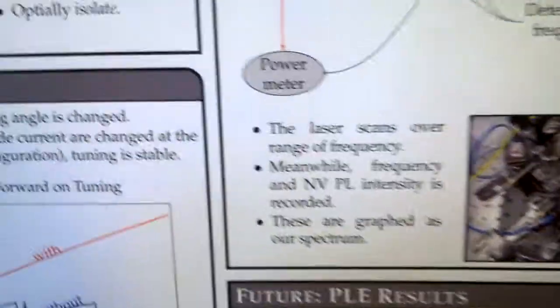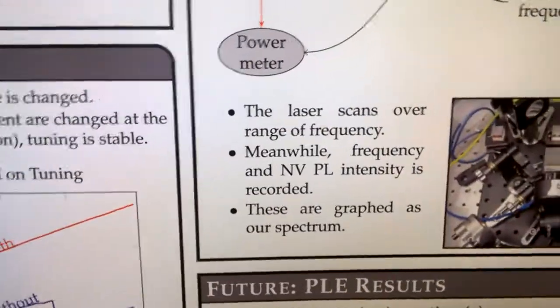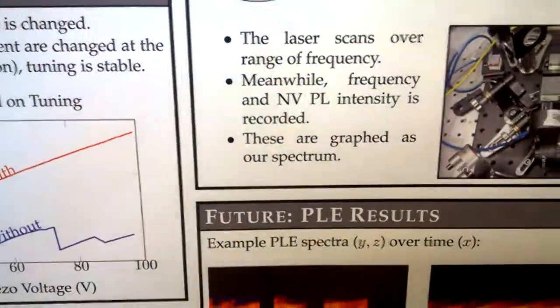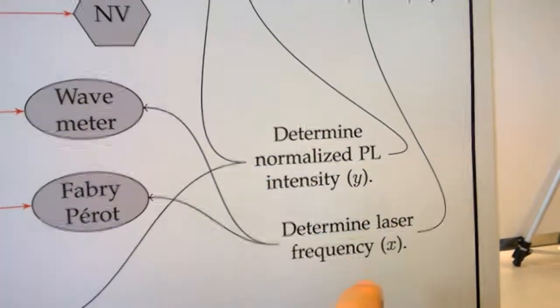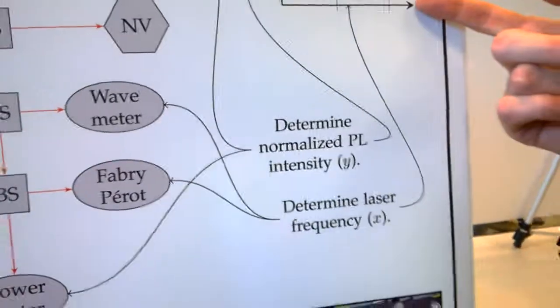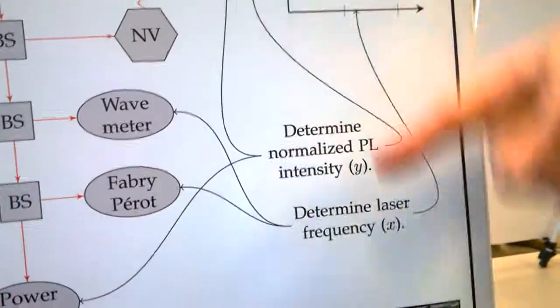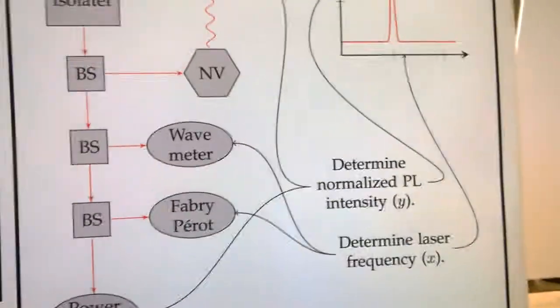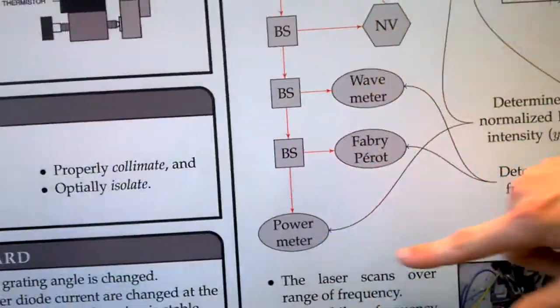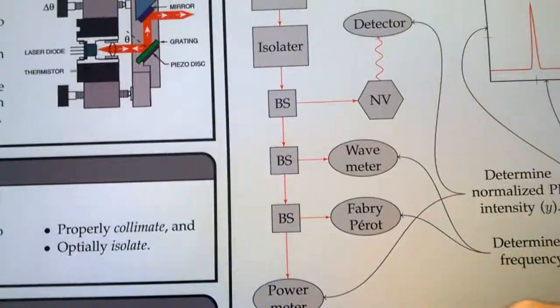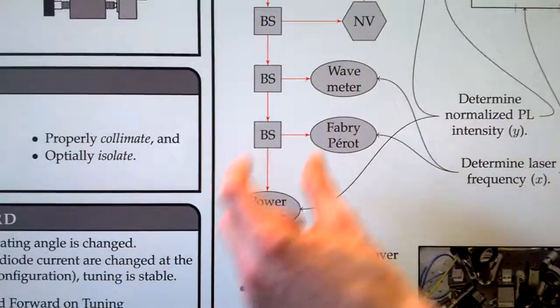The laser scans over the range of frequency. Meanwhile, frequency and NV PL intensity are recorded. These are graphed as our spectrum. Notice no misspelled words so far, Greg. We have spell check. So this is the determined laser frequency, X. What are the variables on the axes? Laser frequency, and I should have labeled these axes. Y and X. And the determined intensity, normalized PL intensity. So because we're changing the current, the intensity of the laser isn't the same over time. We need to normalize it by dividing by the power detected by this power meter. I see. So we normalize the photoluminescence.